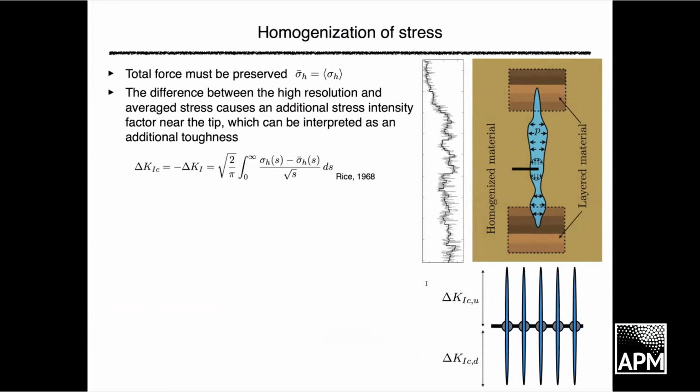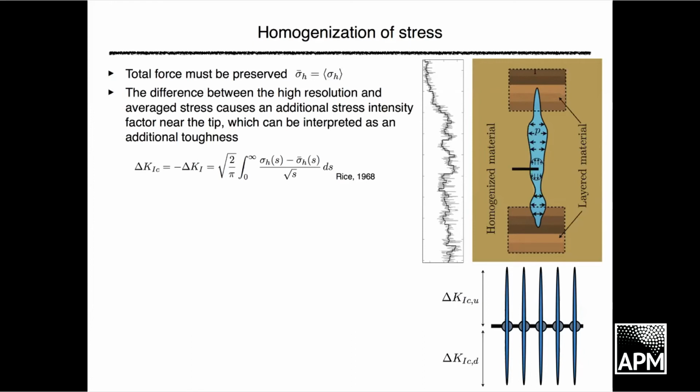Okay, so the first thing is that the total force, think about, you have this in high resolution gray and homogenized black, total force acting on an element should be preserved, okay? What is force? It is stress integrated over area, right? And so that's why the stress should be just a weighted average, okay? So we need to preserve the total force acting, or in situ force acting, on the fracture.